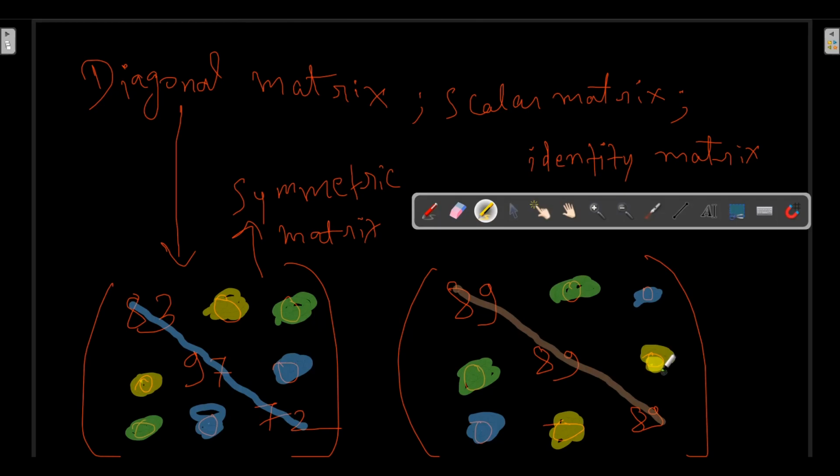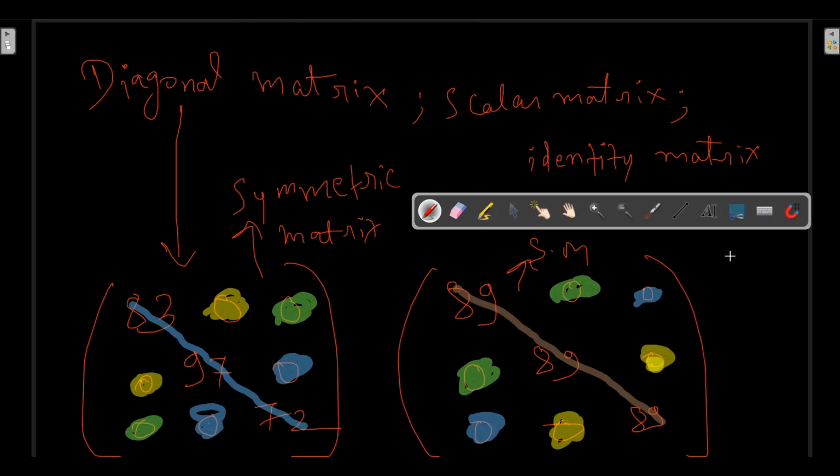So this is also a symmetric matrix clearly. One thing I forgot to mention: if you take its transpose then it will be same, because it came out to be a symmetric matrix. So if you take its transpose, it will be the same matrix. Over here also, if you take this matrix's transpose, it will be the same as this. So scalar matrix is also symmetric matrix.